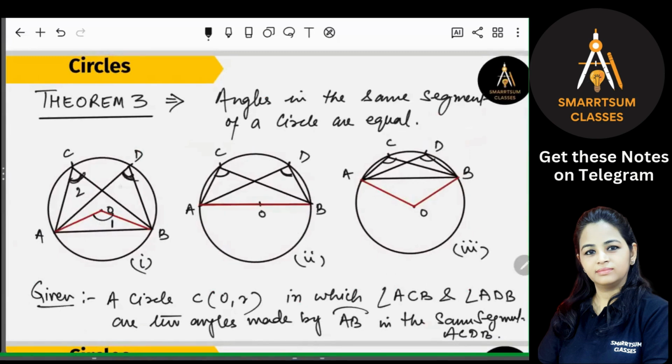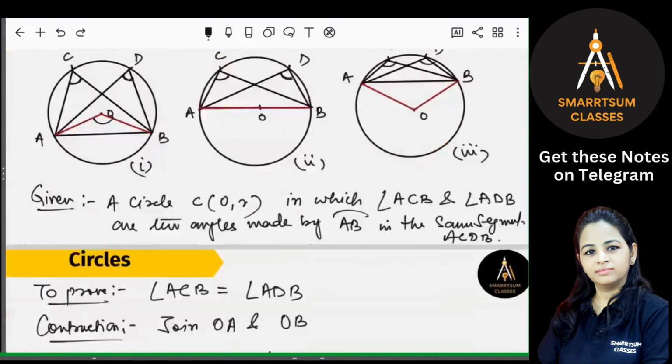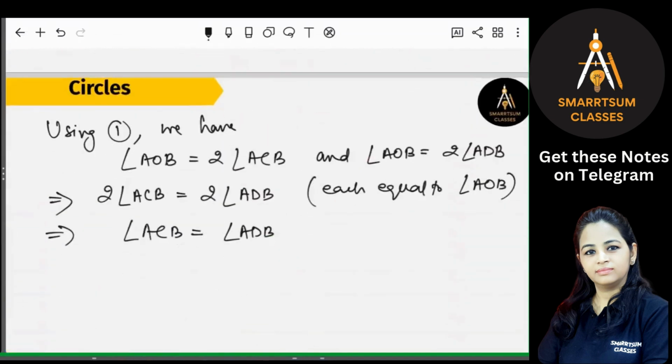Suppose this angle is 1, this is 2, this is 3. So angle 1 is twice angle 2 as well as twice angle 3. That means angle 2 and angle 3 are equal to each other. So we have proved that angles in the same segment of a circle are equal. We have proved this for the case when arc AB is a minor arc. Is that clear?